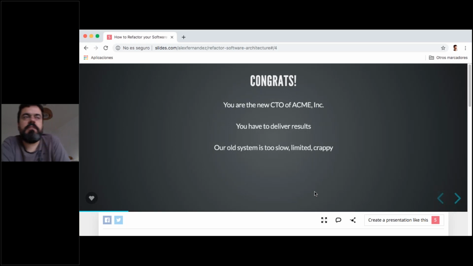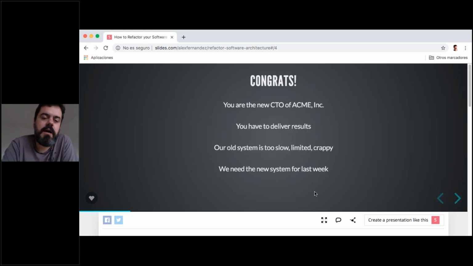And as it happens, the old system is a bit slow, it runs to a crawl, it's quite limited, and probably developers do not love working on it as much as they should. So we have to improve it. And of course, the new system needs to be live last week. It had to be live last week. So you are already running late in the project. So start now. Okay, what do you do at this point?